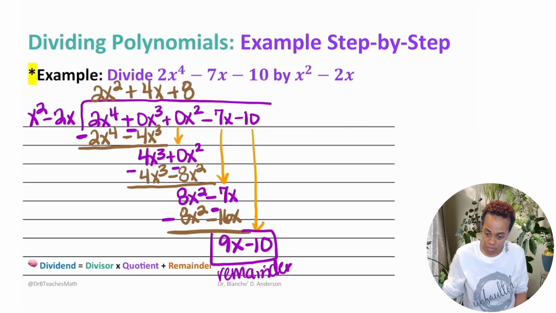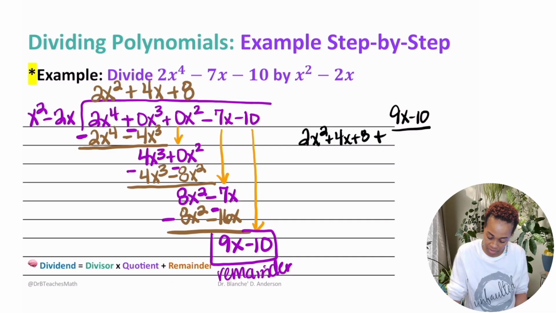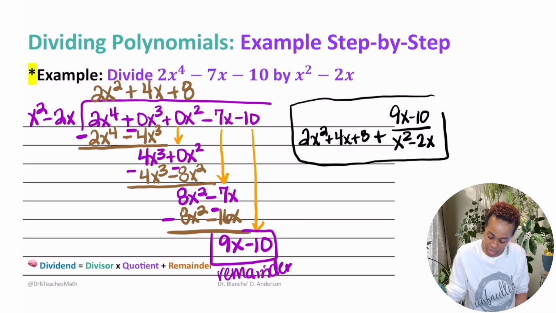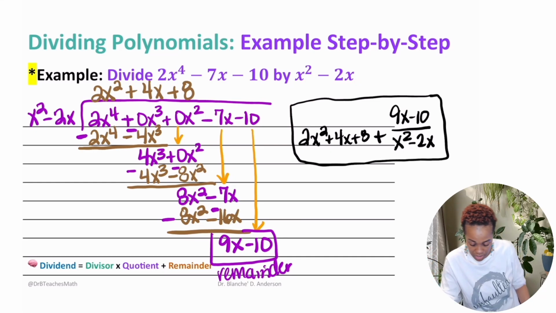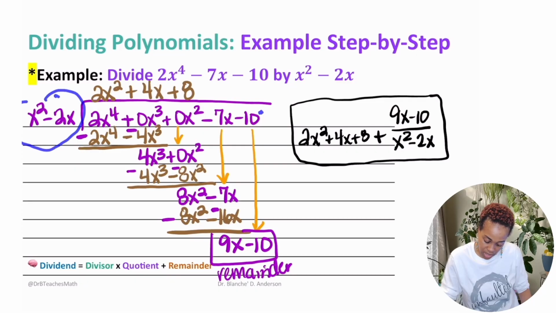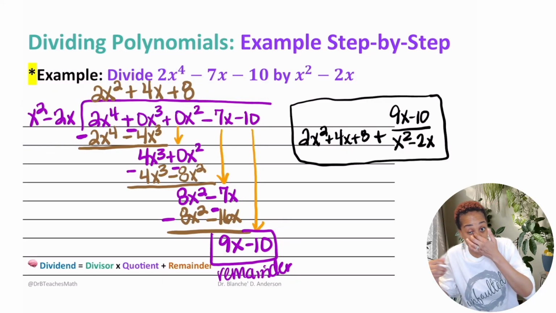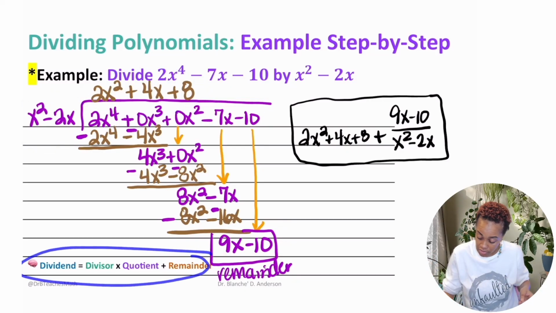So let me write the answer. Okay, so we have our quotient, 2x squared plus 4x plus 8, plus our remainder, 9x minus 10, over our divisor, x squared minus 2x. Now we didn't get a remainder of 0, but that's okay. This still holds true here. So your dividend is equal to this times this, and you have to add the remainder on it, and it'll work out. So that's how you'll check yourself.